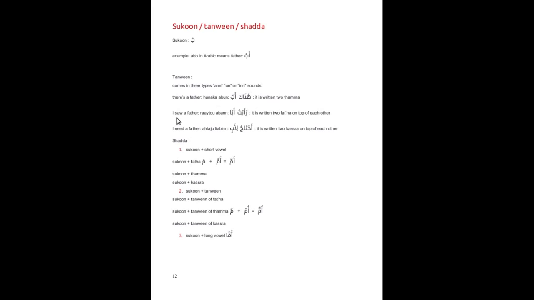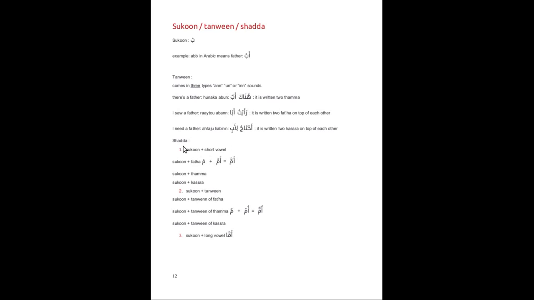Okay, so if you want to say I saw a father, رأيتُ أبا. See here, there are two small lines. We usually write one line, but because it's the n sound, we write two lines, so it's an. If you see two lines at the bottom, it's the in sound. بن, بن, instead of ب, ب. Okay? You just add the in.